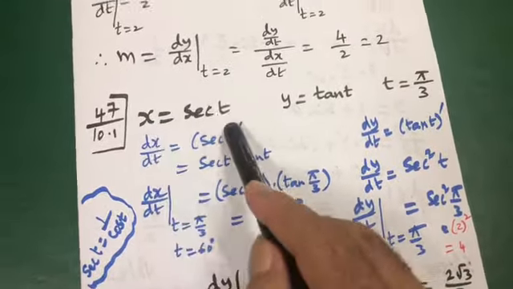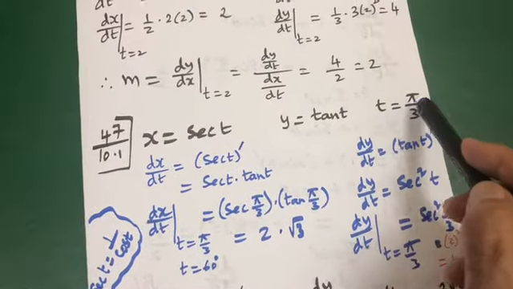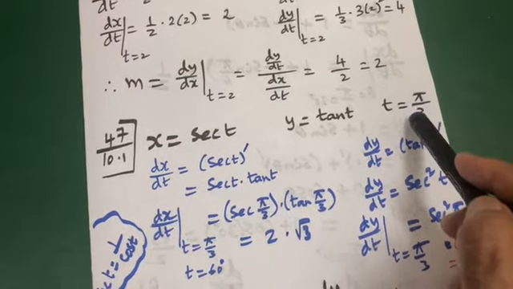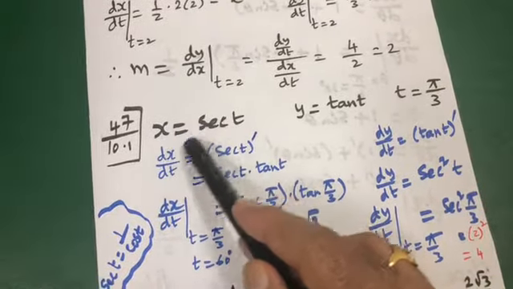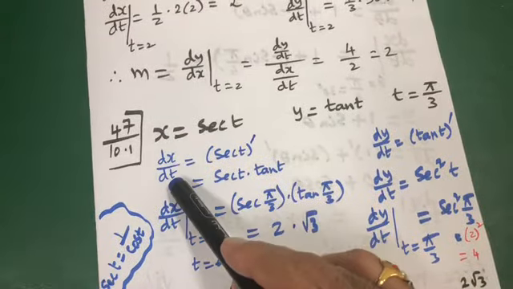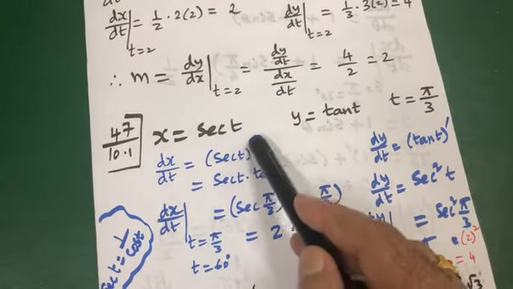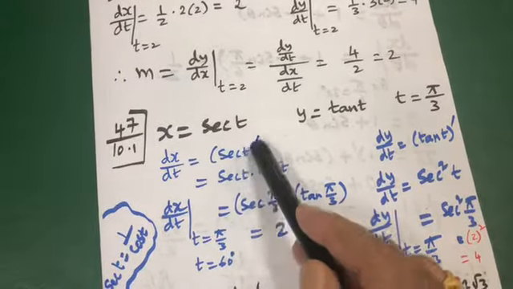X is equal to secant t, y is equal to tan t, t is equal to pi over 3. This is the formula. This is the point. Pi over 3 means 60 degrees, don't forget. So dx over dt is x derivative with respect to t. Secant t dash, dash means derivative.